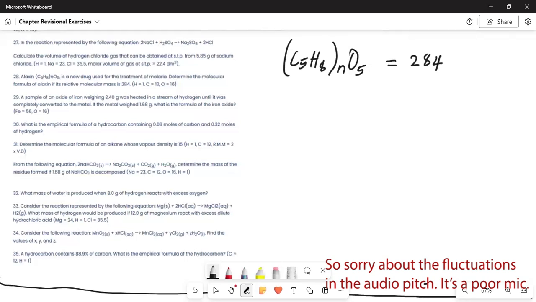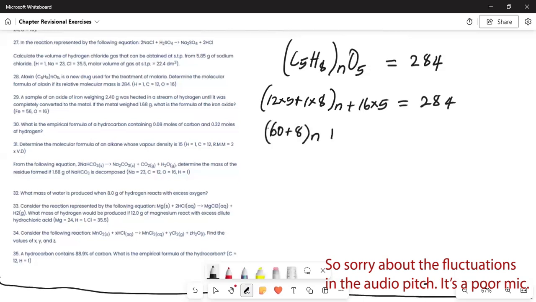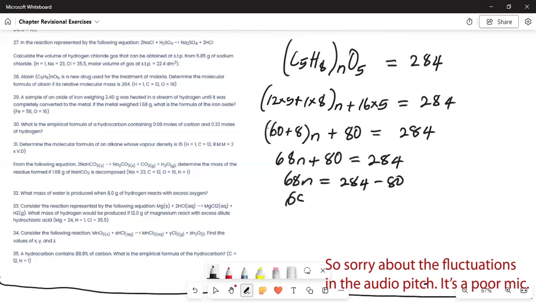Now expressing each of the component elements in terms of their relative atomic masses, we have carbon is 12 multiplied by the number of atoms, which is 5. Hydrogen 1 multiplied by 8, then multiplied by this n outside, plus oxygen, 16 times 5, equal to 284. 12 times 5 is 60, right? So 60 plus 8 times n plus 16 times 5, 80, equal to 284. That means 68n plus 80 equal to 284. 68n is 284 minus 80, so 68n is equal to 204, and n is 204 divided by 68. That is 3. So n is 3.